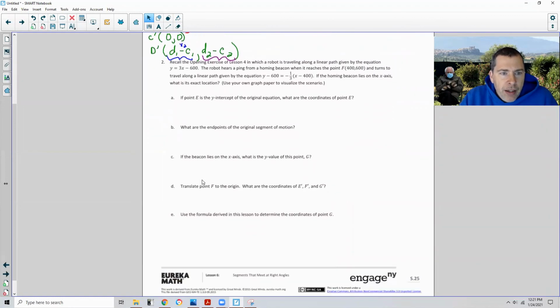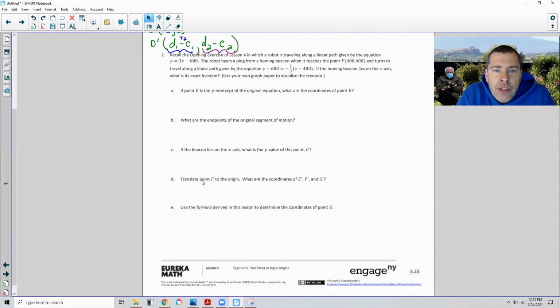All righty. All right, number 2, recall the opening exercise of lesson 4 in which a robot is traveling along a linear path given by the equation y equals 3x minus 600. The robot hears a ping from a homing beacon when it reaches the point F 400, 600 and turns to travel along a linear path given by the equation y minus 600 equals -1/3 times x minus 400. If the homing beacon lies on the x-axis, what is its exact location? Use your own graph paper to visualize this scenario. So let me do that first.